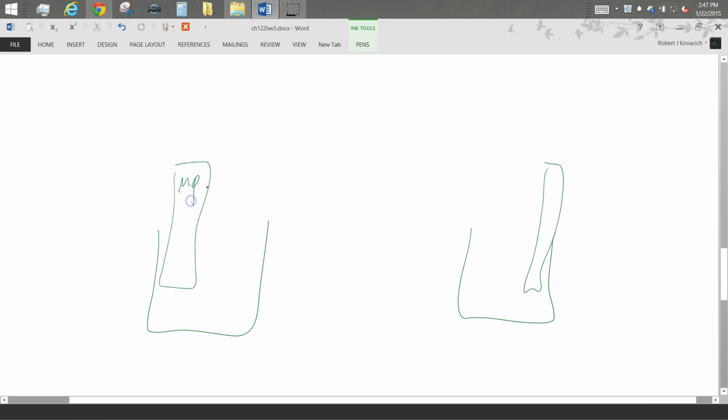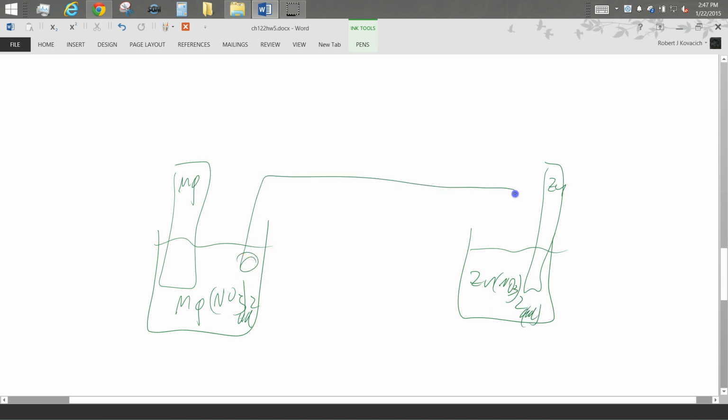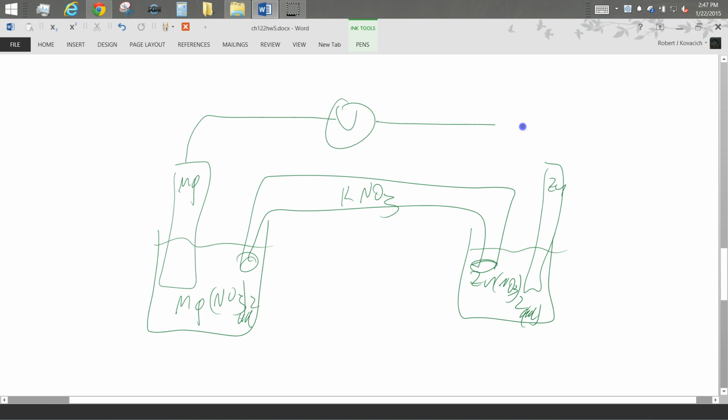So there's some magnesium and there's some zinc, and it doesn't matter which one goes where. Inside of here, I'll put some magnesium nitrate, aqueous. And over here, I'll put some zinc nitrate, aqueous. I'll have myself a salt bridge, and I'll put in, say, potassium nitrate. I'll give myself a wire with a voltage meter in it, and I'll drop it in there.